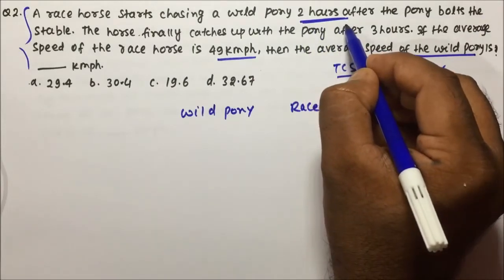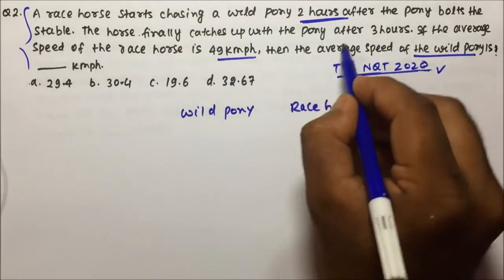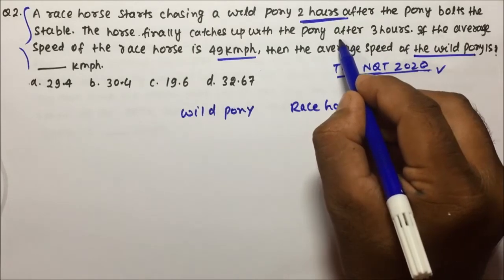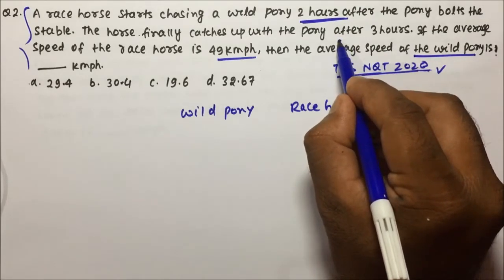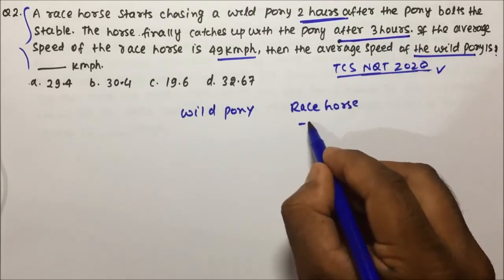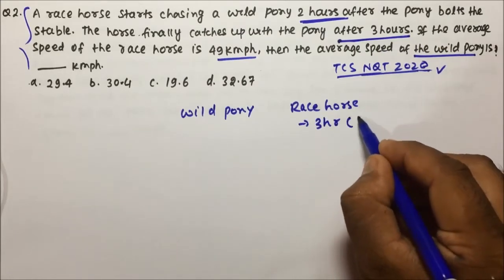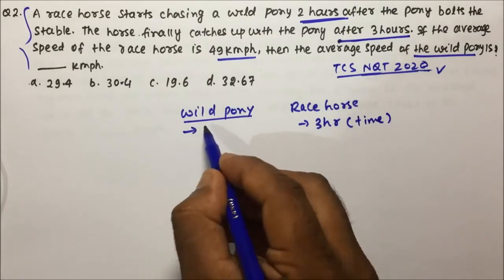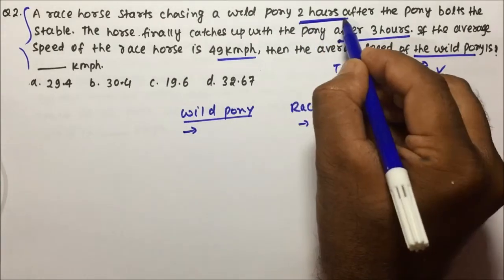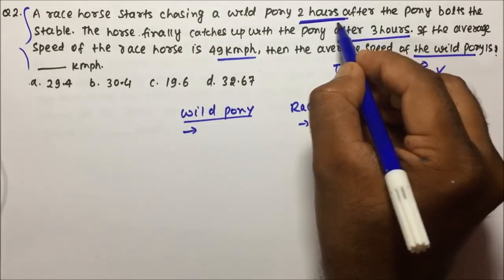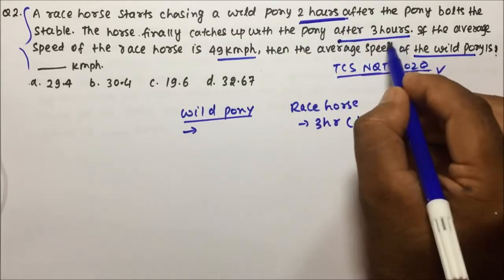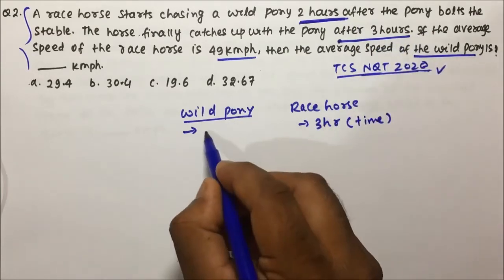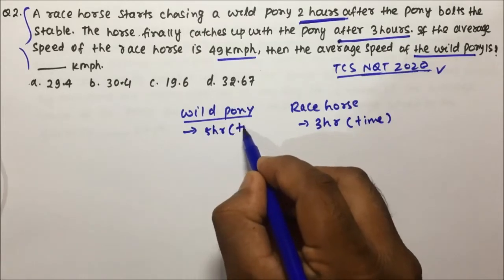Okay. Now a race horse starts chasing a wild pony after 2 hours, right? After 2 hours it started chasing, and the horse is finally able to catch up with the pony after 3 hours. That means the horse is running for 3 hours. Time is given, and the wild pony is running for how many hours? See, the horse started chasing after 2 hours, so the pony has already run for 2 hours plus 3 more hours, so total will be 5 hours. So this will be time.